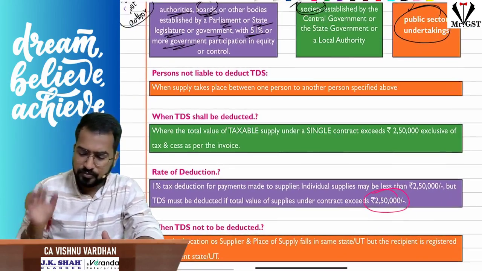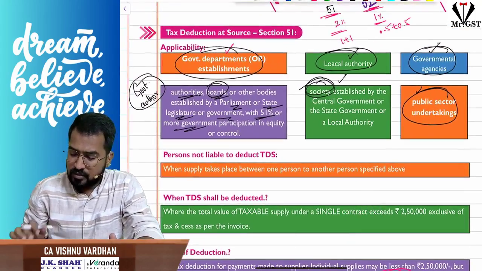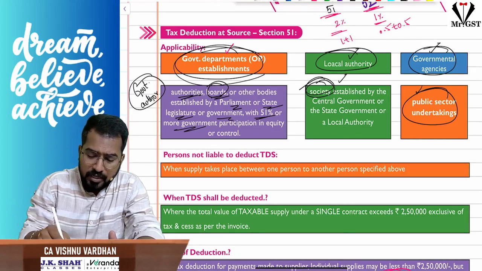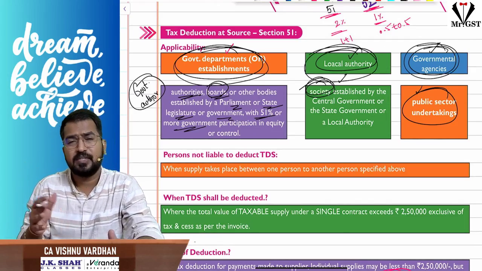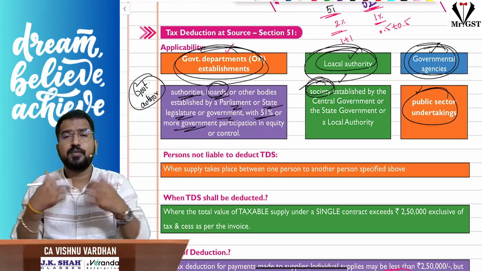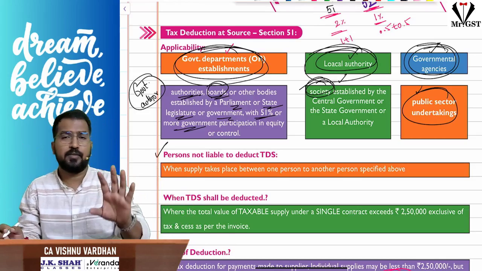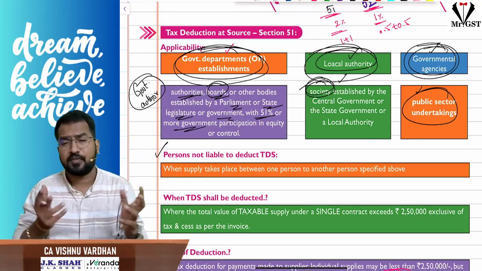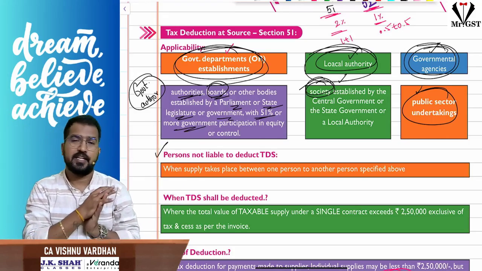Now one interesting thing is, if the transaction itself is happening between a government department and another government department, or one local authority to another governmental agencies, that means we have seen section 51 is applicable for these 6 people, correct? Among these 6 people, if anything is happening, TDS provisions will not come. That is what the next one, persons not liable to deduct TDS. But between people covered under section 51 itself, any transaction is happening, contract value is greater than 2,50,000, still TDS provisions are not applicable in that case, right?